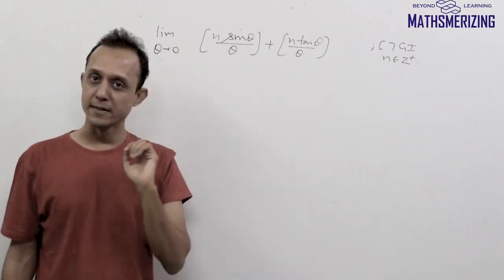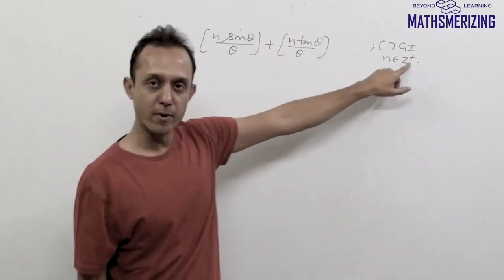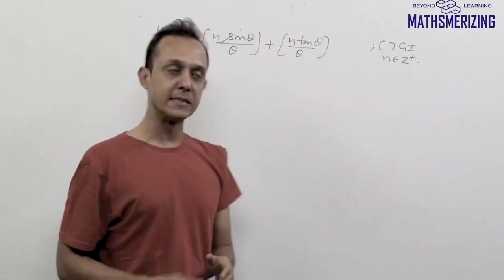limit theta tends to 0, greatest integer function of n sin theta upon theta plus n tan theta upon theta, where n is a positive integer and this box represents the greatest integer function.